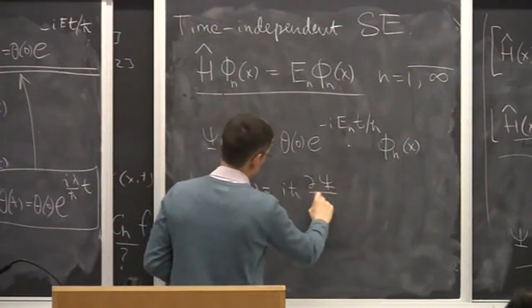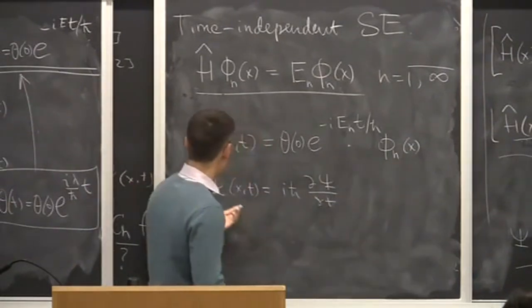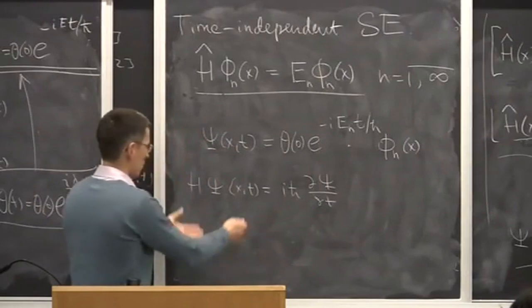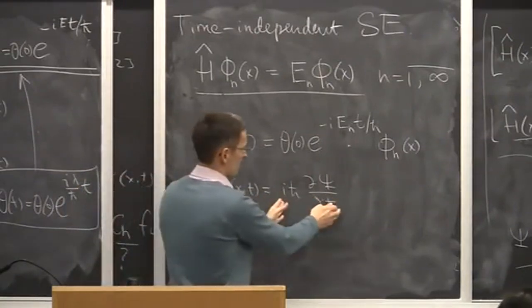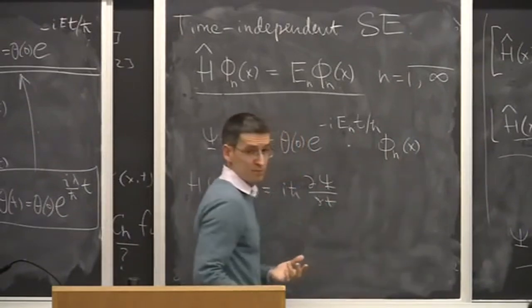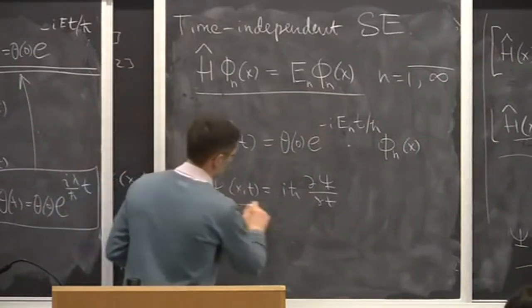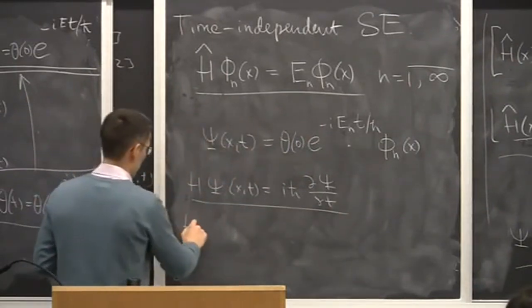And we can check this. If you take this function and put it in this equation, you will have the left-hand side equal to the right-hand side, independent of what n you take. Again, magic, but let's see how it works.